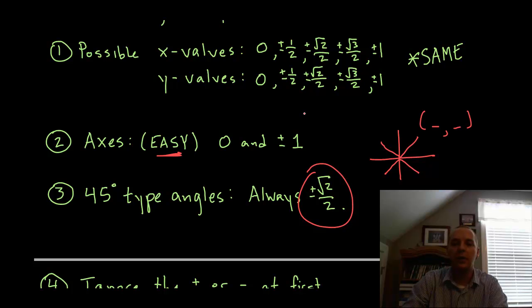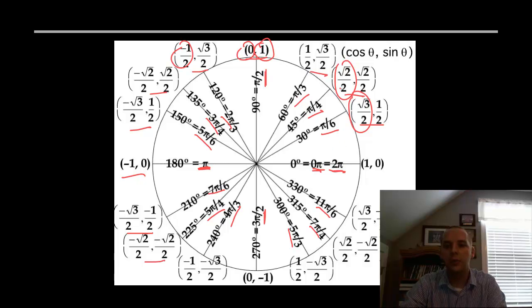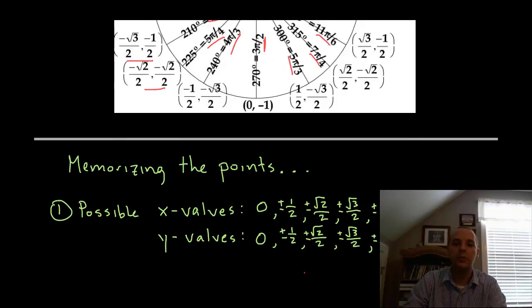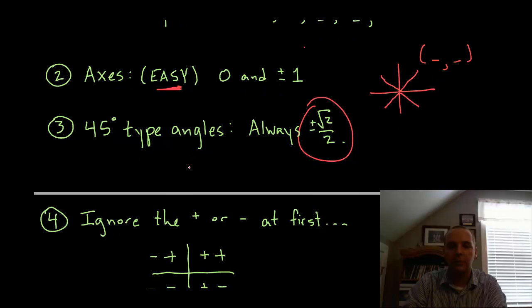If we cheat a little bit and go back up to the completed unit circle, you see root 2 over 2, root 2 over 2, negative root 2 over 2, root 2 over 2, etc. They're always the root 2 over 2 numbers. So just associate those with the pi over 4 45-degree type angles.